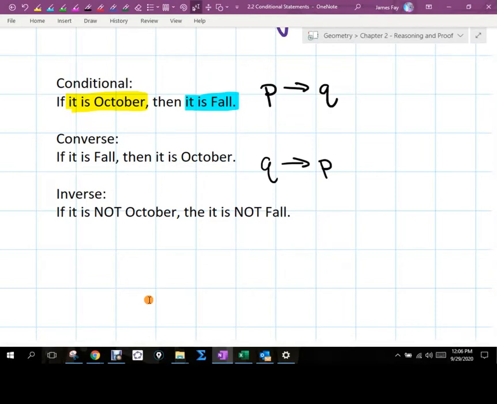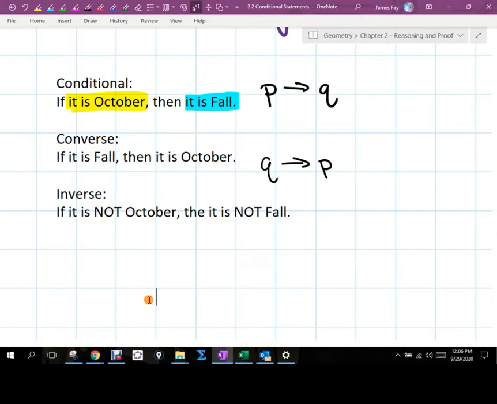And now we ask ourselves if that's true or false. Well, if it's not October, then that means it could be January, February, March, April, May, June, July, August, September, November, or December, right? Because you want one of those 11 options if it's not October. Are those 11 options all not fall? No. Some of those are September and November, right? Which are fall. So this would still be a false statement.